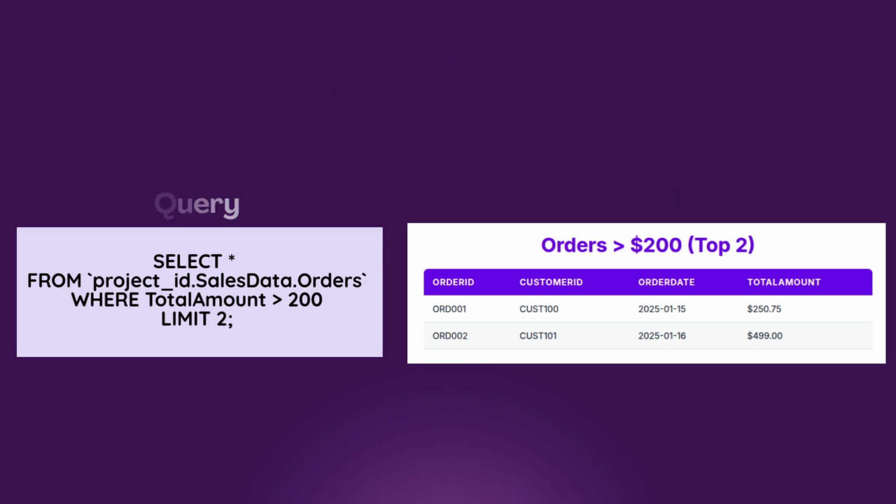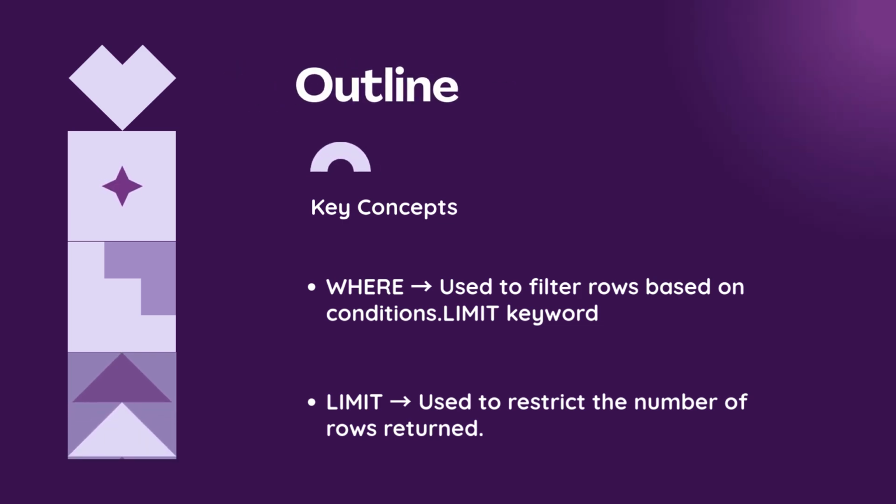So to summarize, the where clause helps you filter rows based on conditions, while the limit keyword controls how many rows are displayed. Together, they give you a lot of flexibility in exploring and analyzing your data in BigQuery.